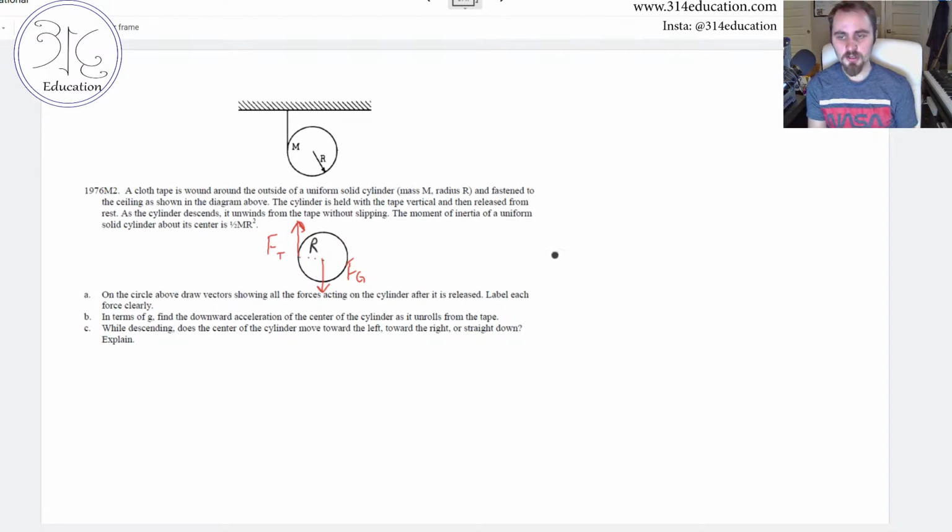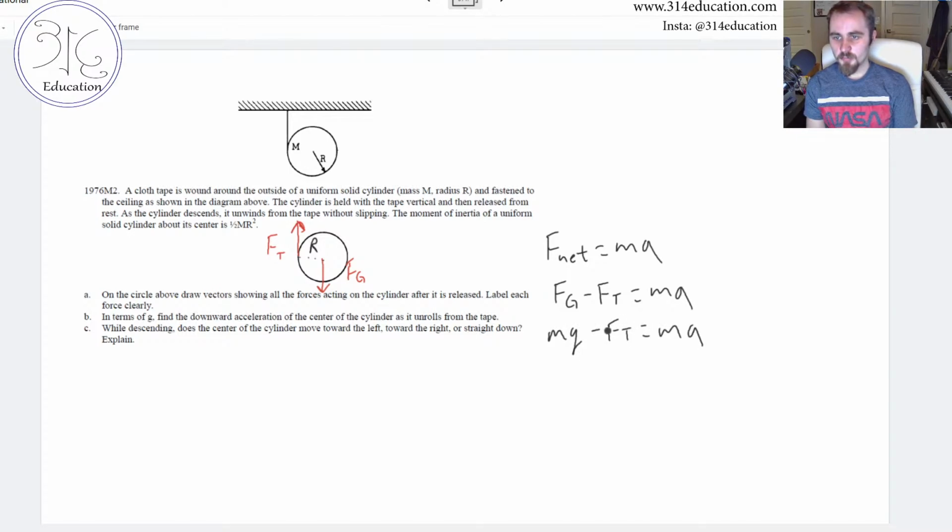Generally, we would find this with Newton's second law. We would take our F net equal to our mass times acceleration, and our net force is going to be our force of gravity, if we assume we're accelerating downwards so downwards is the positive direction, minus our force of tension. It's equal to ma, and so that's mg minus Ft equals ma. But then we get into a bit of a problem spot because we now have two unknowns. We don't know Ft, we don't know our acceleration.